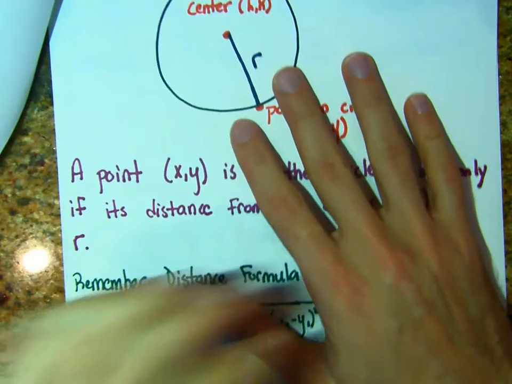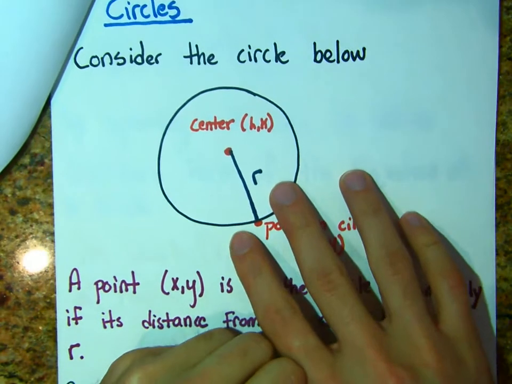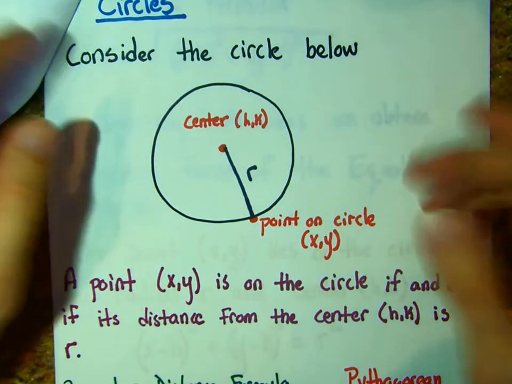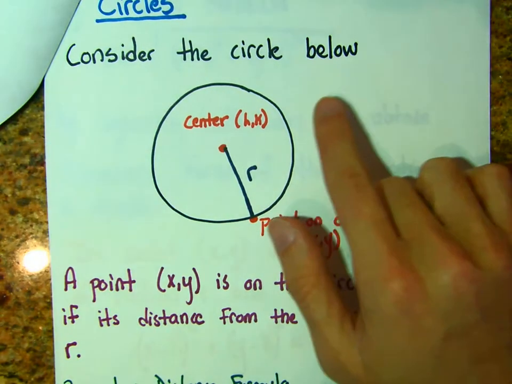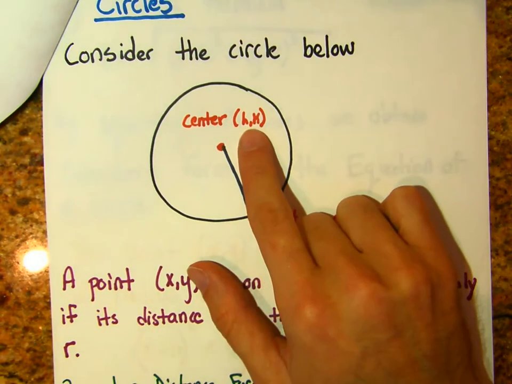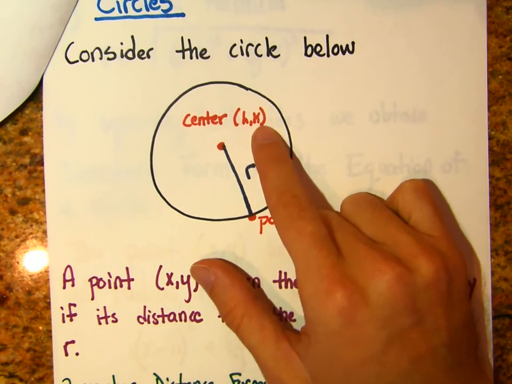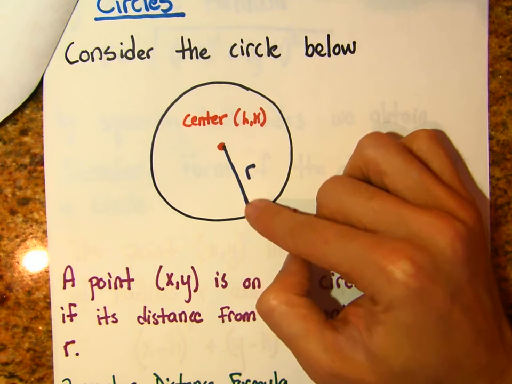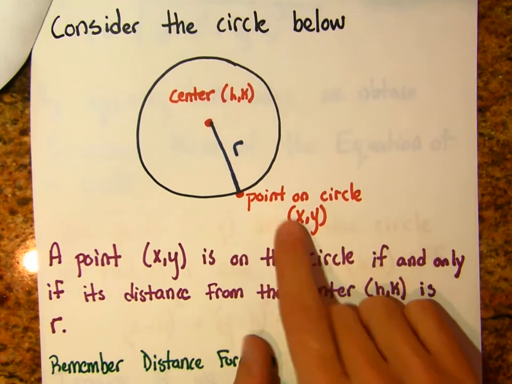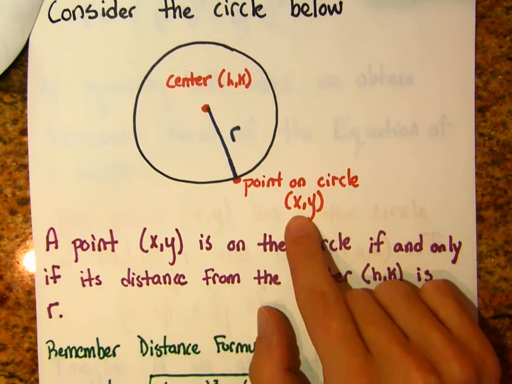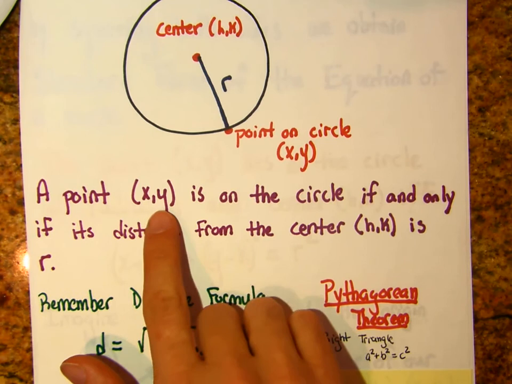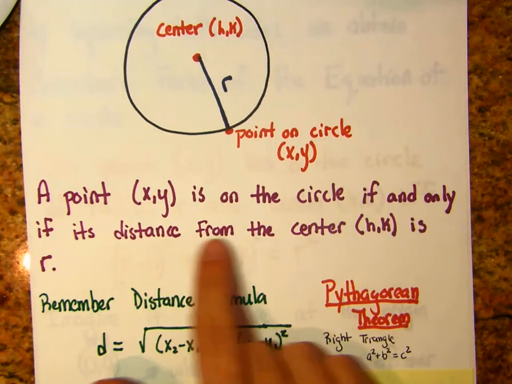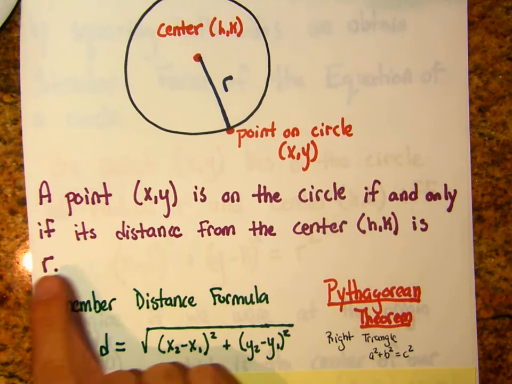The juicy part is this right here, circles. So here, the definition of the circle, or the idea of it, is to consider the circle below. We're going to call the center h comma k. The radius of the circle is r, and a point on the circle is given as x comma y. So by definition, a point x comma y is on the circle if and only if its distance from the center h comma k is r.